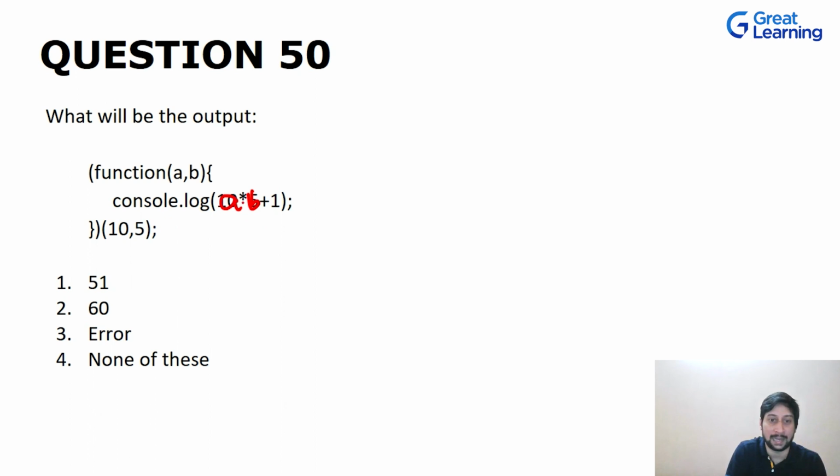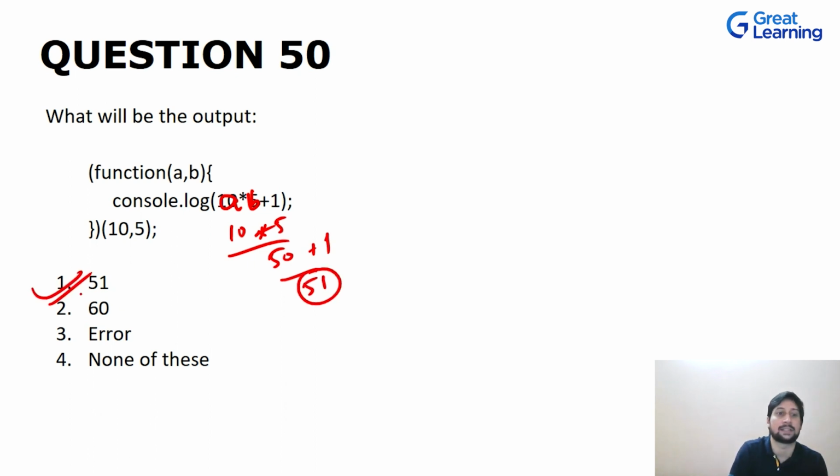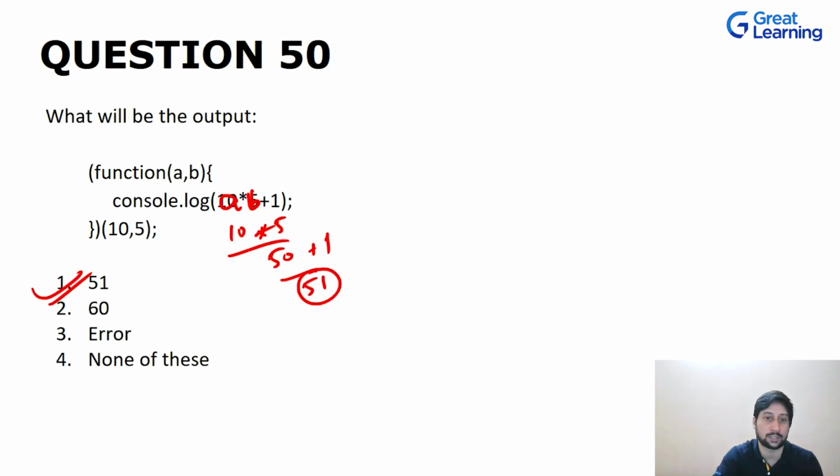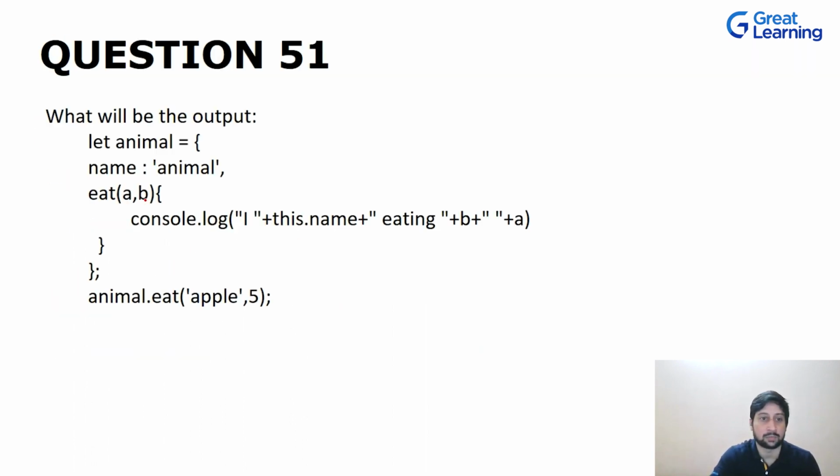So when we are doing a into b, that means it will be replaced by 10 multiplied by 5, that is 50, and then adding 1 to it, that is 51, and 51 is your correct option, which is the first option. And we have used immediately invoked function expressions, right? Okay. Now let's move on to our next question, which is we have this object over here, which is animal.